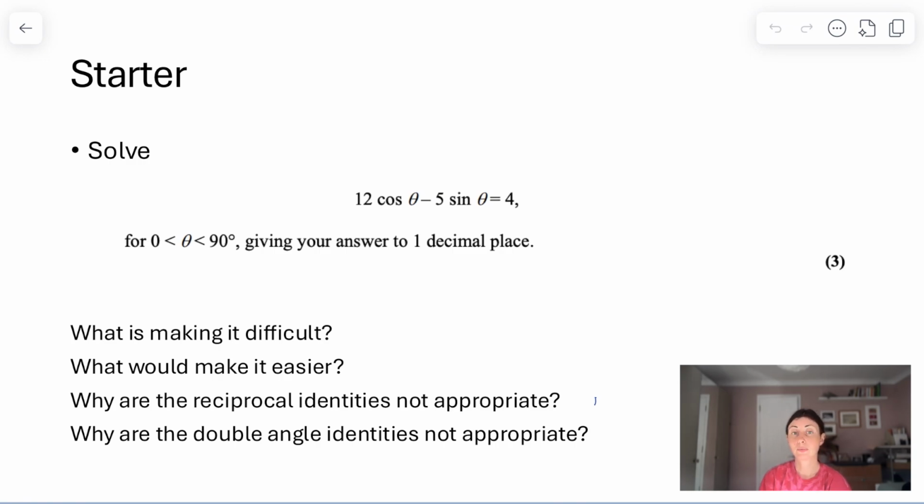Secondly, the double angle identities aren't appropriate because of the angles we have here. They are the same. We've got a theta and a theta. I tell my students the only time to use the double angle identities is if you've got different angles, specifically doubles. So thetas and 2 thetas, 2 thetas and 4 thetas, and so on. So I always get them to look at the angles first. We've got same angles and there's not an obvious identity to use.